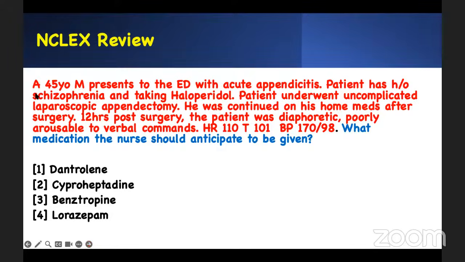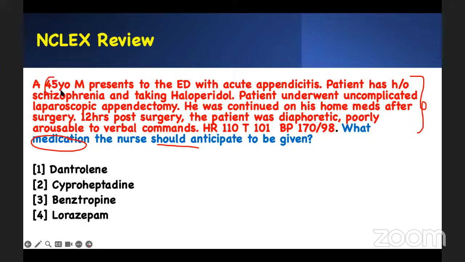Same thing. A long question just to distract you. But I intentionally did this. What medication should the nurse anticipate to be given? So you're looking for the medication to be given. This is like a full case. This is what they will try to give you, even 20 lines to deceive you. But look at it carefully. Read between the lines. Pay attention. Don't be distracted. Keep on looking for the buzzwords.